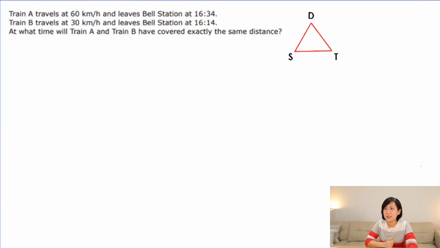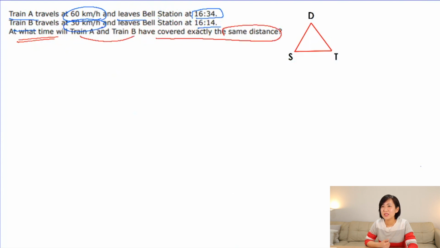Now another question. Train A travels at 60 km per hour and it leaves Bell Station at 16:34. Then train B is a different speed, 30 km per hour. Then the starting time is different, 16:40. Now, what time will train A and B have covered exactly the same distance?